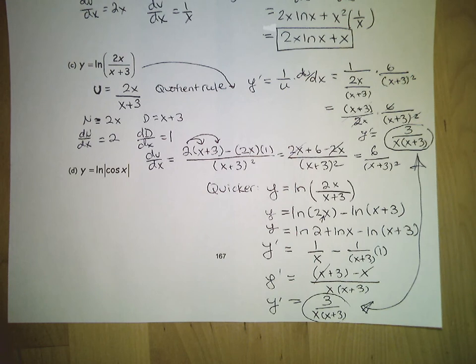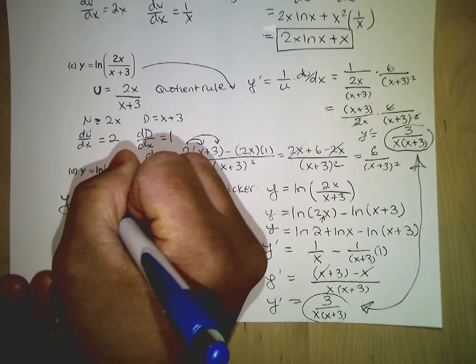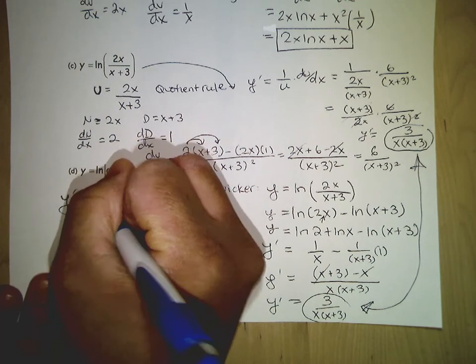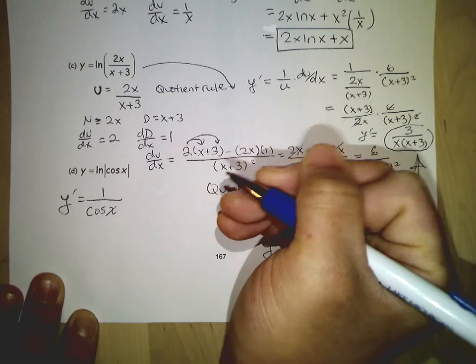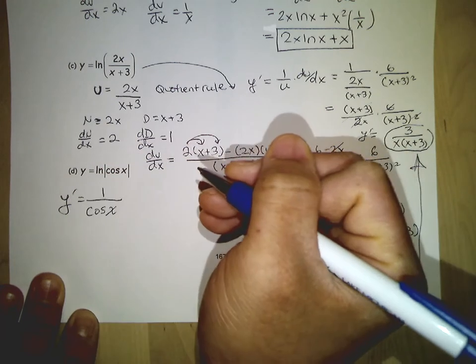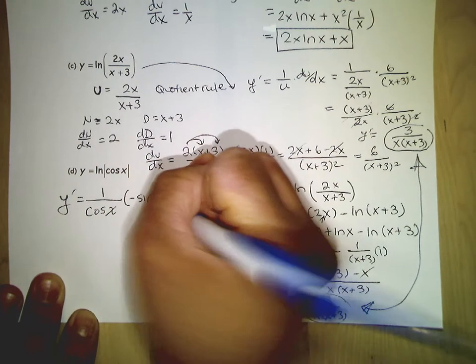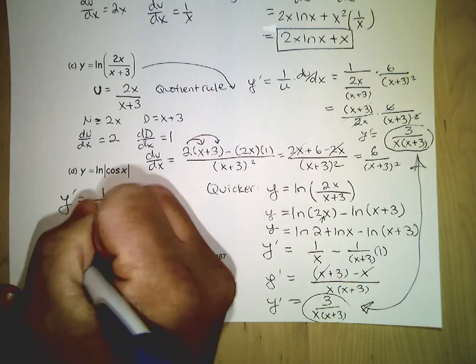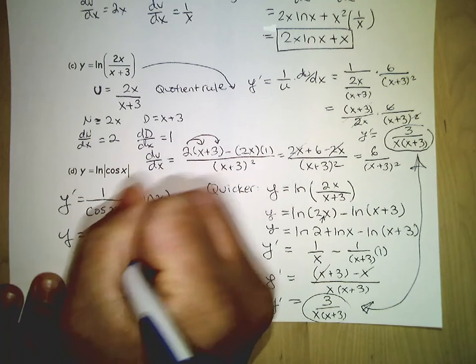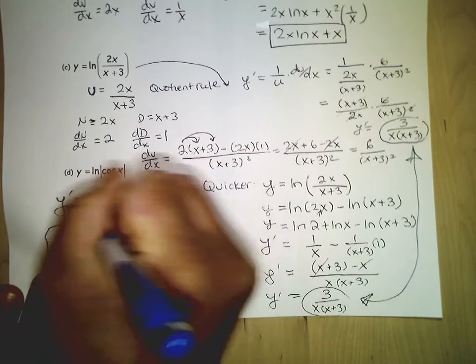All right, let's try another wonderful example here. The derivative of y equals the natural log of the absolute value of cosine of x. So y prime will be 1 over the cosine of x, right? And then the derivative with respect to x of the cosine of x is negative sine of x. And so then that means that this is just negative sine of x over cosine of x, which is negative tangent of x.